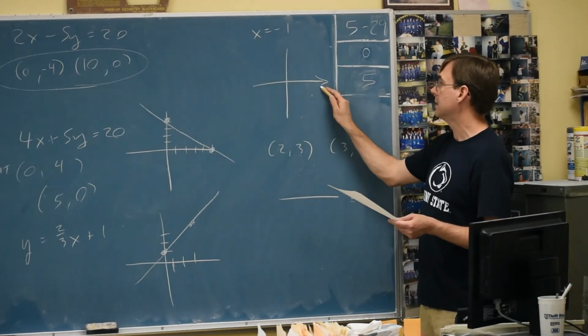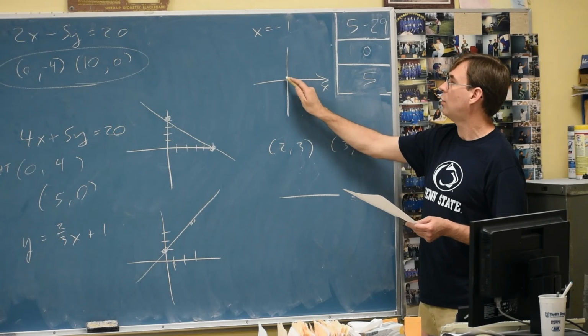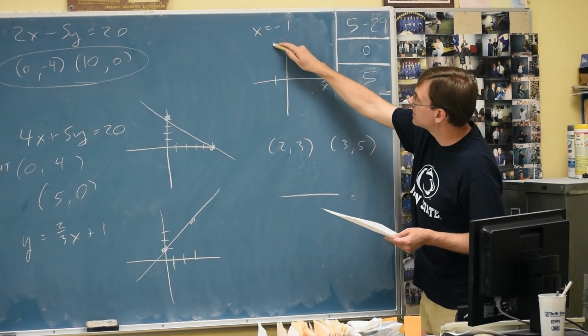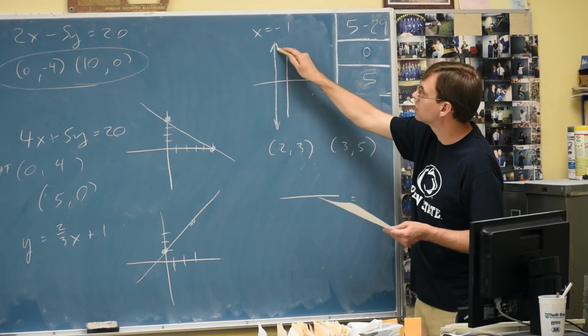28 is this one. So an x of -1 would go left 1, and then it just stays left 1 going straight up and down.